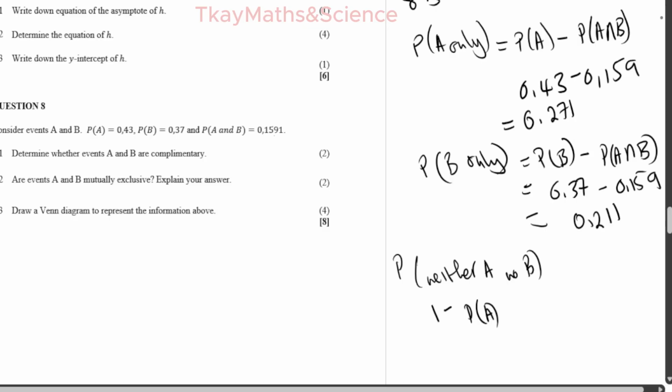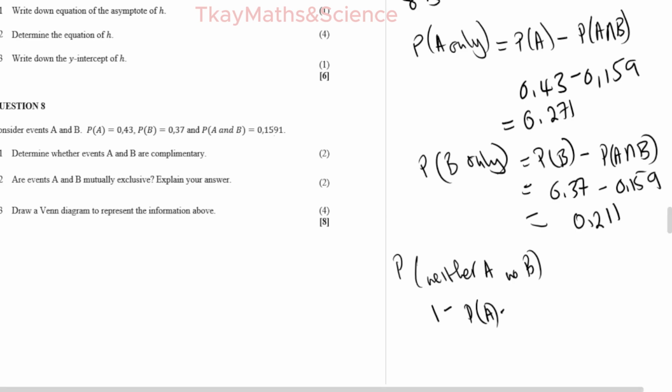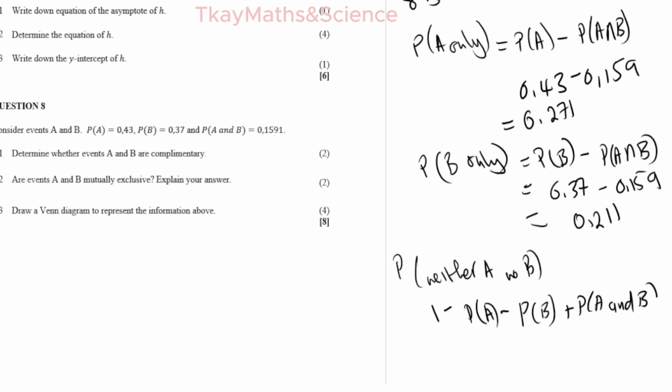Okay, so minus here. I'm going to say minus the probability of getting B, right? Plus the probability of getting A and B.